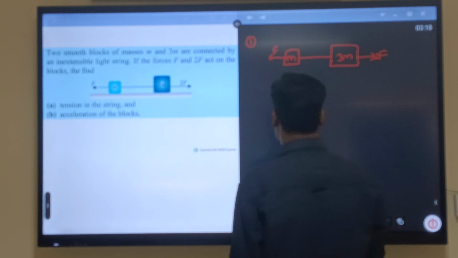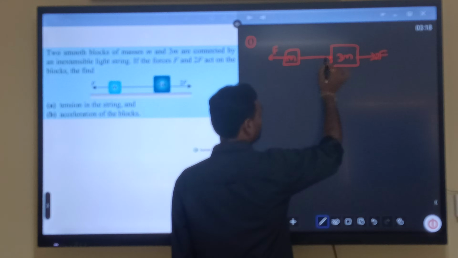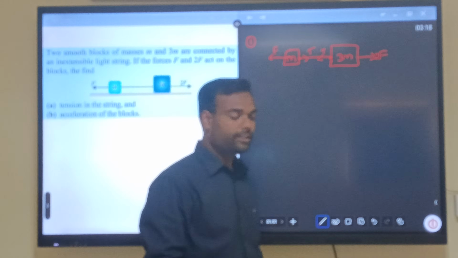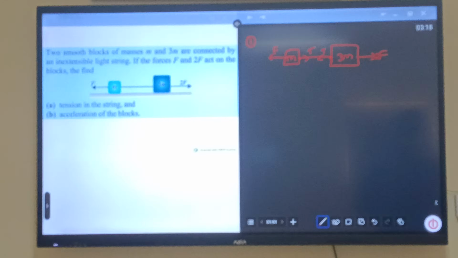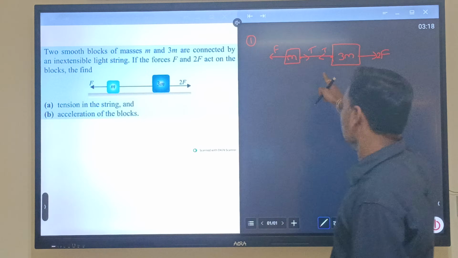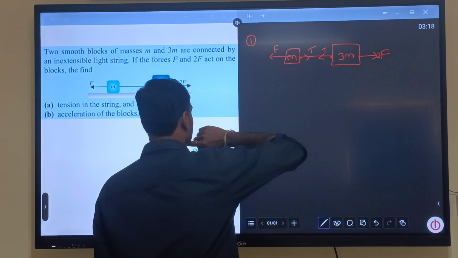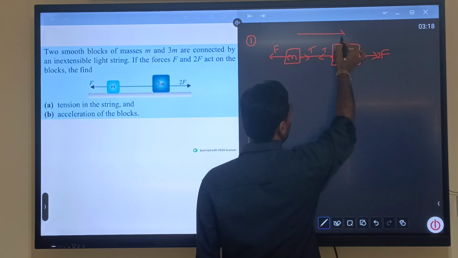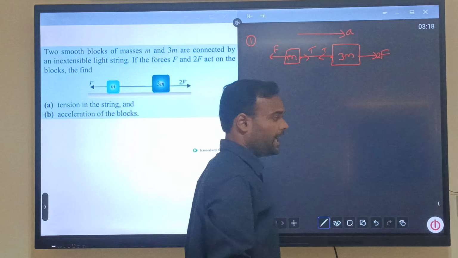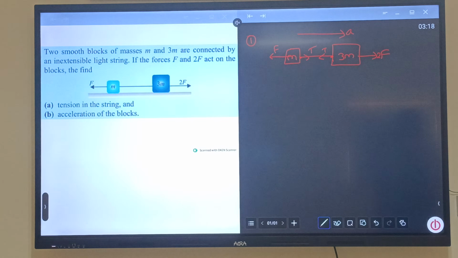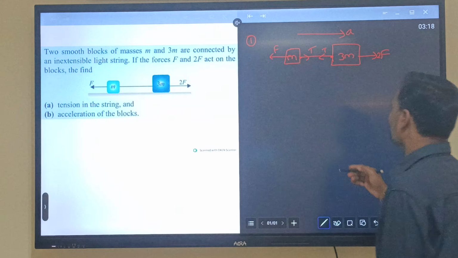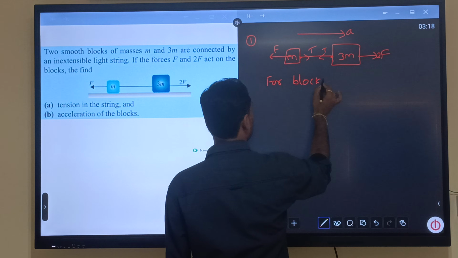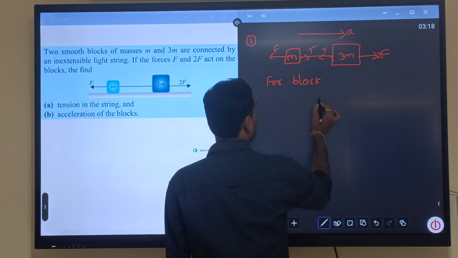Now the tension in the string, as I told you, will act away from the point of contact like this. And again I told you that a single thread contains a single tension value only, so the tension in the string remains the same, right? And we need to find how much the tension is. Let us assume the whole system is moving with acceleration a in the rightward direction, because 2F is obviously greater than F. So for block m, I want to draw the free body diagram in the horizontal direction, right?